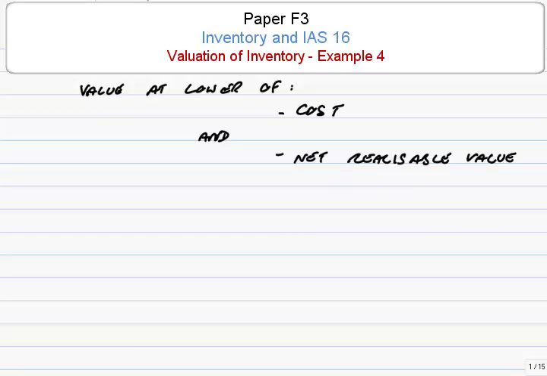What we mean, more strictly, by the two: cost is the amount spent so far. If we're buying goods from a supplier, the cost is whatever we paid. But it could be that we're making our own inventory. Maybe we've got a factory that makes desks and then sells them. At the end of the year we've got some desks that are perhaps only half finished. Well, the cost of those is whatever we've spent so far. Net realizable value is basically the final selling price.